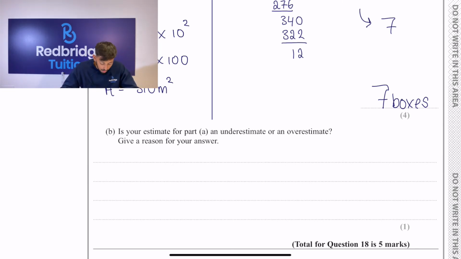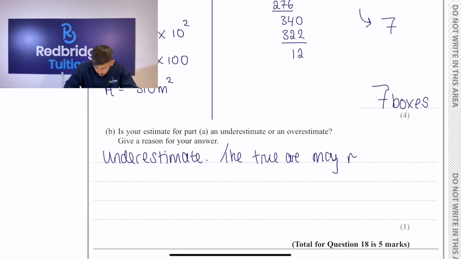Now, the answer would be an underestimate. This is because the true area may require more boxes, as we use an approximation for the value of pi. So I'm just going to write down the true area may require more boxes. And that completes question number 80.